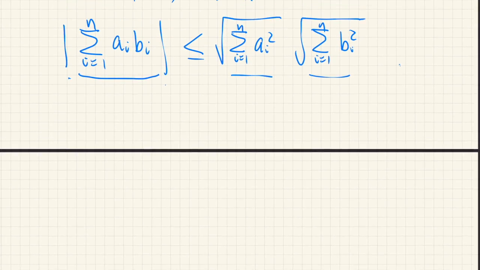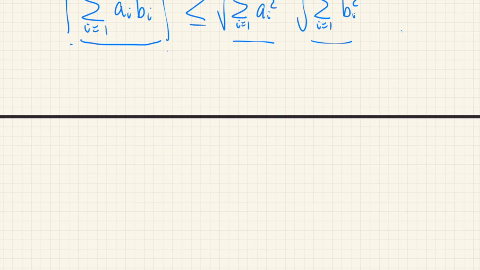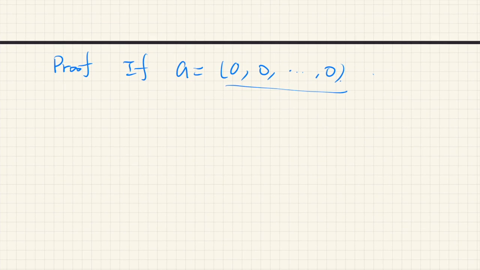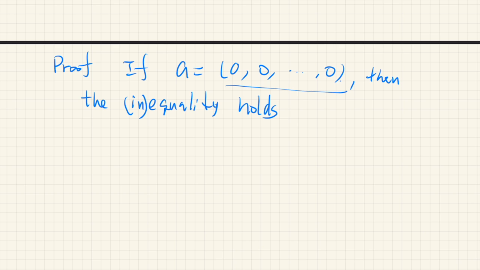So let's prove this. The proof is actually quite easy. First, if A is the origin, then this inequality is trivial, because the left-hand side is 0, since all the ai's are 0. And the distance between A and the origin is 0 because A is the origin. So both sides are 0, therefore the equality holds, and the inequality, including the equality, is true.